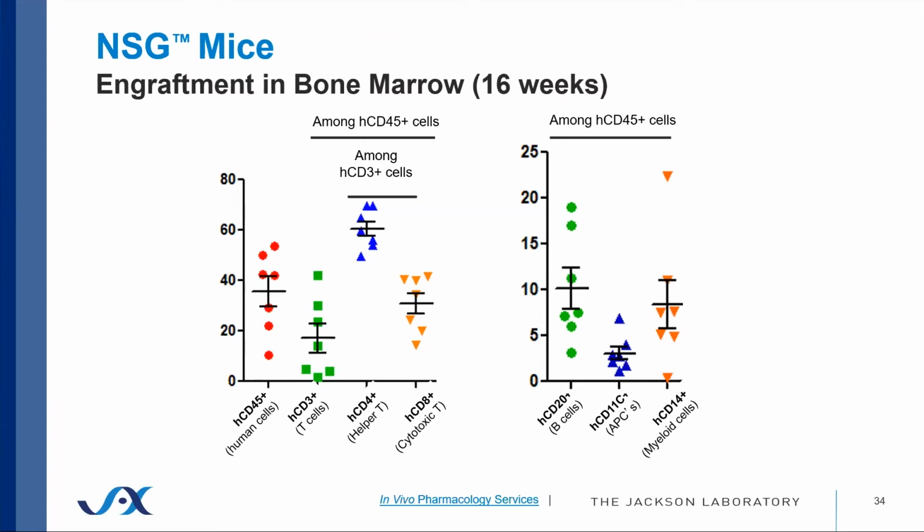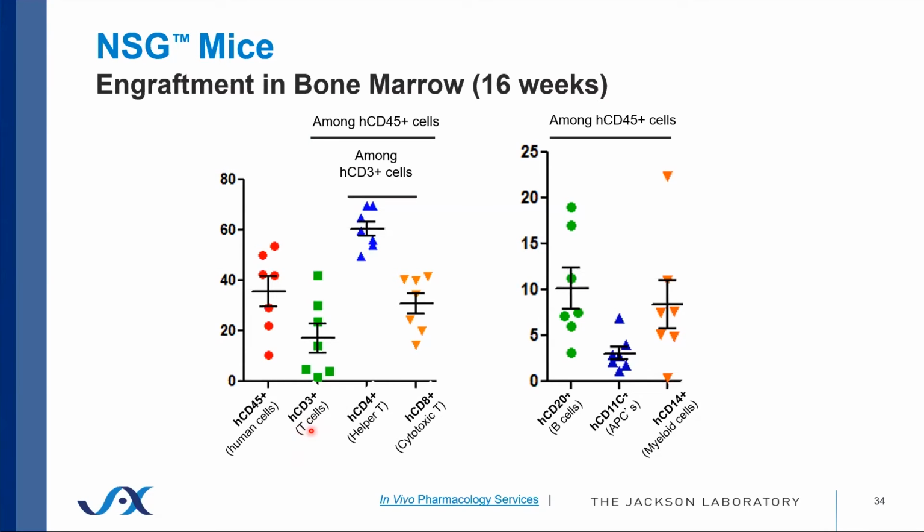So I like this figure. I'm actually going to show you a white paper a little bit later that goes into a lot more detail, but I like to show this figure because it kind of gives you some broad strokes of what you're going to see in these humanized NSG mice. And this is at 16 weeks because for the most part, engraftment does increase over time for most of the subsets that we're going to be talking about. And here on the left, you can see we're looking at human CD45 positive cells. That's a pan white blood cell marker.